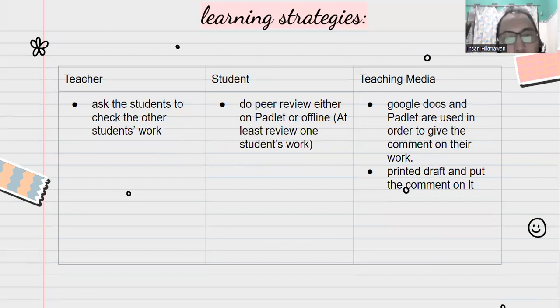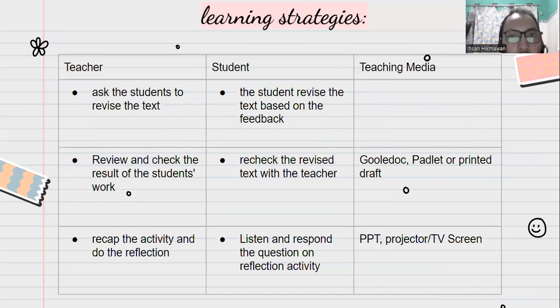after making some sentences regarding the pictures about the human life cycle, the teacher will ask the students to check the other students' work, either using Google Docs and Padlet or the printed draft, and put comments on it. Okay, so after giving comments and feedback to the other students or to the teacher, the teacher will ask them to revise the text, and then the students have to revise the text based on the feedback.